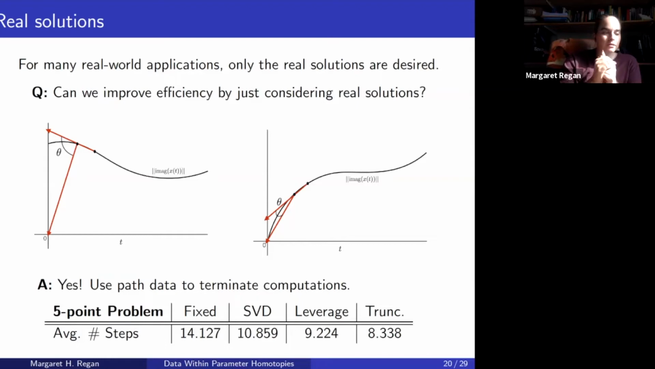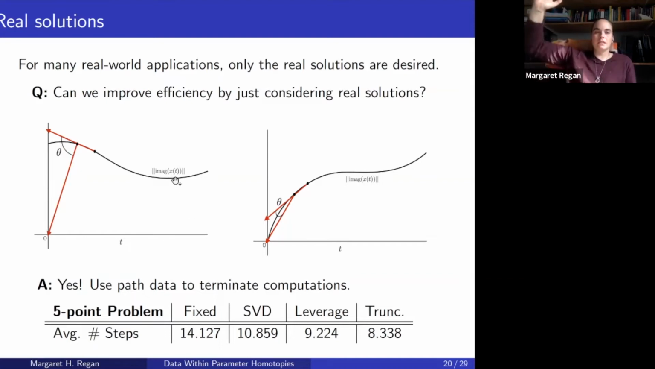So what we are able to do is create kind of an end game termination process, and it's heuristic, but it uses this path data. So if this is our path, this describes the imaginary part of our path. So our path is defined by x of t, right? So we're moving from t equals 1 to t equals 0. So we're moving in this direction.